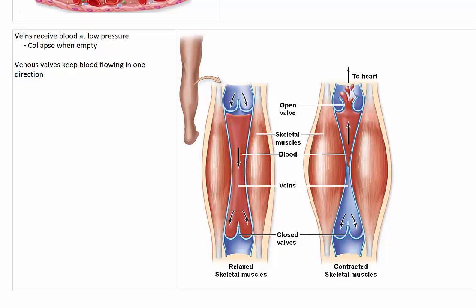Veins receive blood at very low pressure. In fact, the smooth muscle layer in their walls is reduced or even absent because they don't need to have as much strength for the pressure of blood going through them like an artery does. In fact, a vein, unlike an artery, will actually collapse when it's empty.